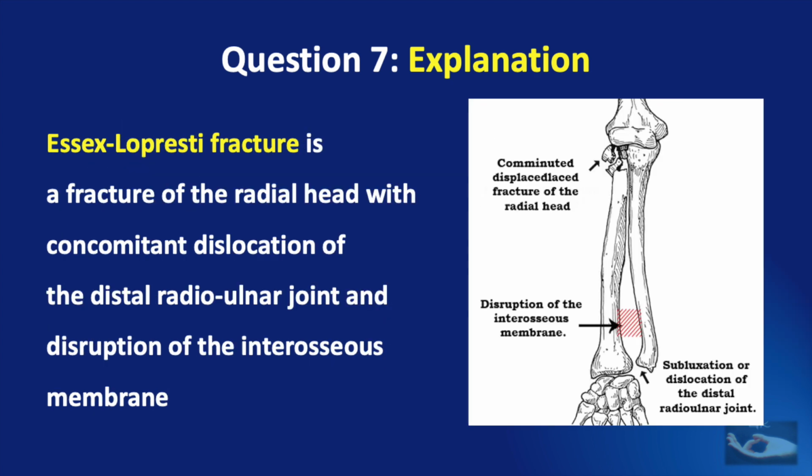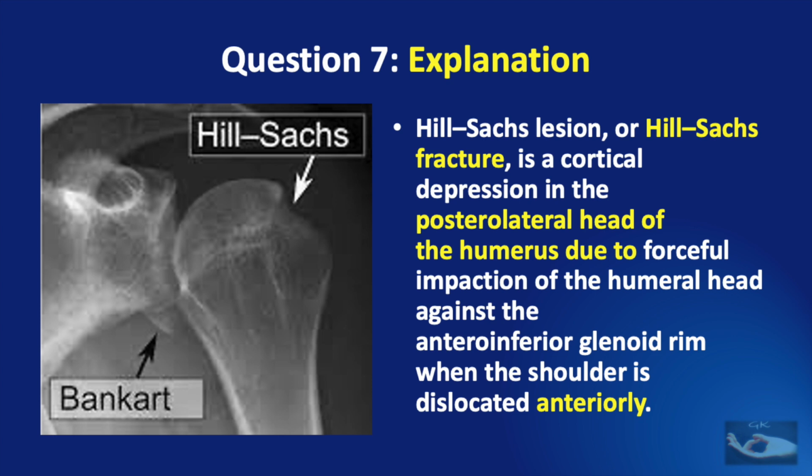The Essex-Lopresti fracture is a fracture of the radial head with concomitant dislocation of the distal radioulnar joint and disruption of the interosseous membrane. The Hill-Sachs lesion or Hill-Sachs fracture is a cortical depression in the posterolateral head of the humerus due to forceful impaction of the humeral head against the antero-inferior glenoid rim when the shoulder is dislocated anteriorly.